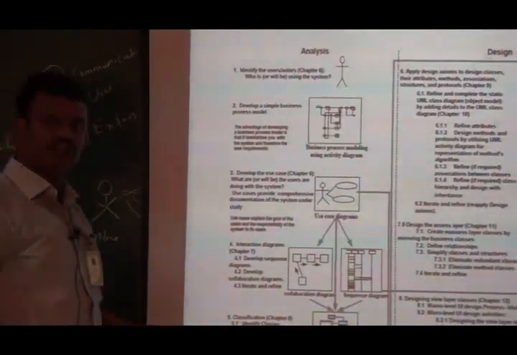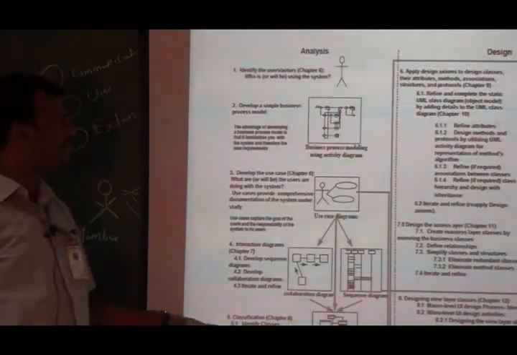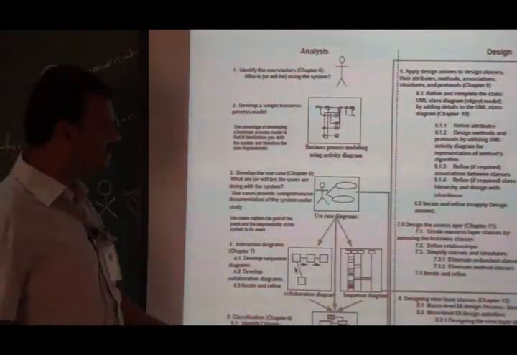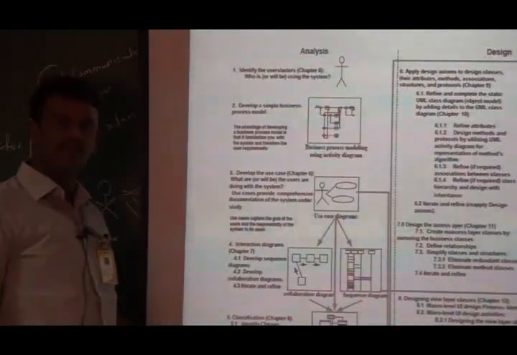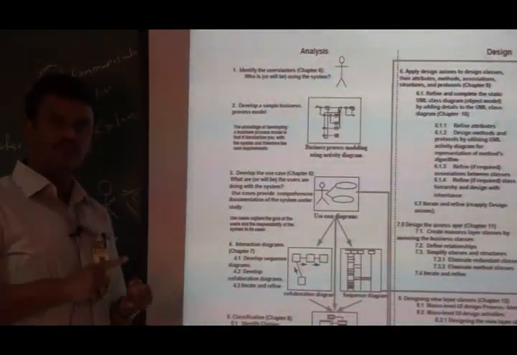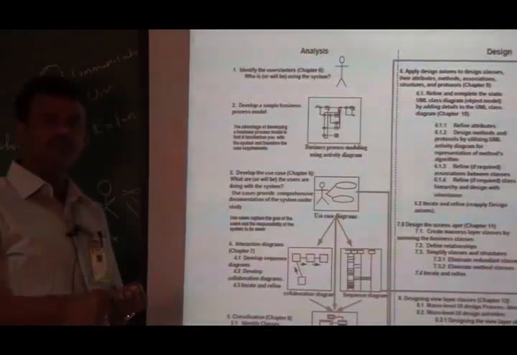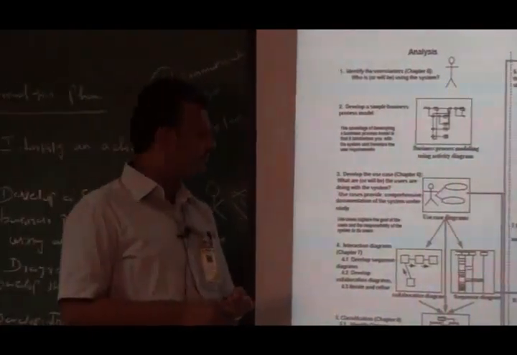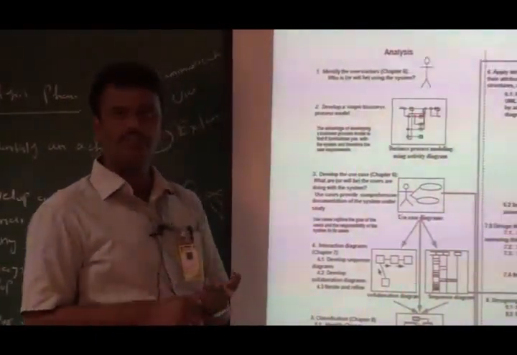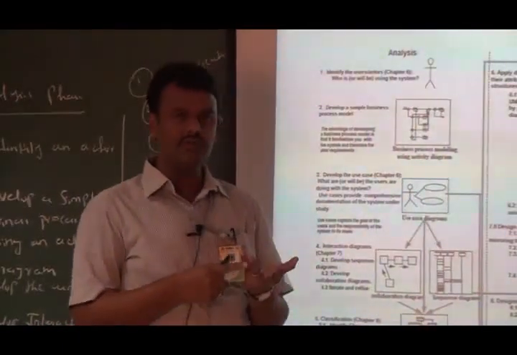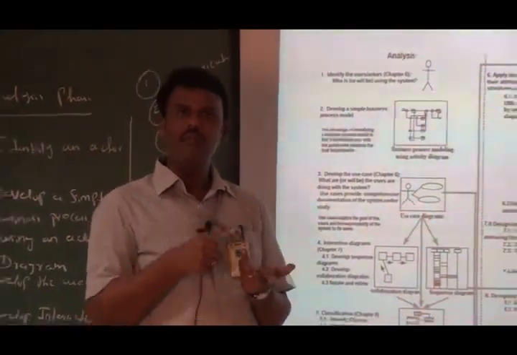The last one is the classification, the last part of the analysis phase. Here in the classification, we are going to identify the classes, then identify the attributes, identify the methods, then define the relationships. But how to identify the classes? What are the different approaches for identifying the classes? The first one is the noun phrase approach. The second one is the common class pattern approach.